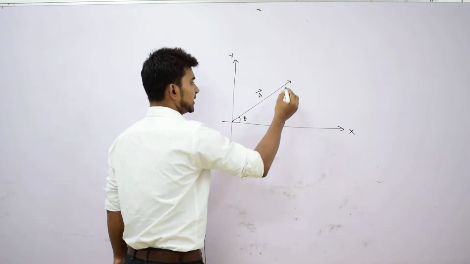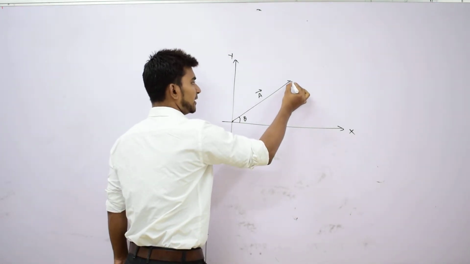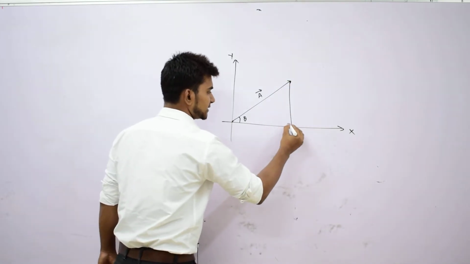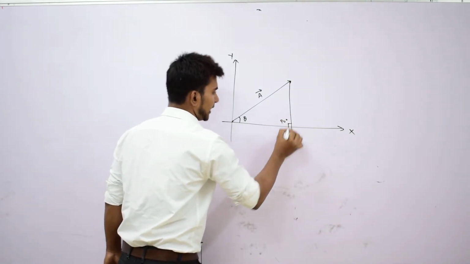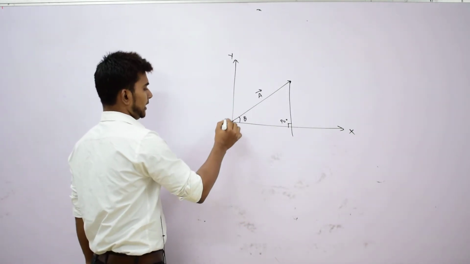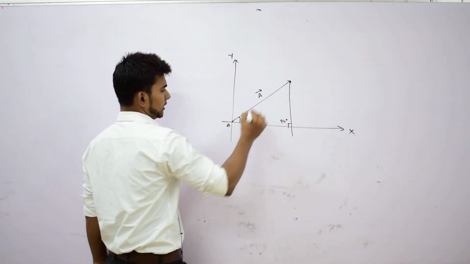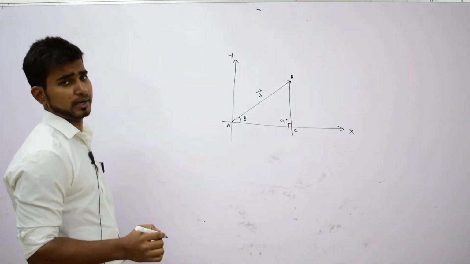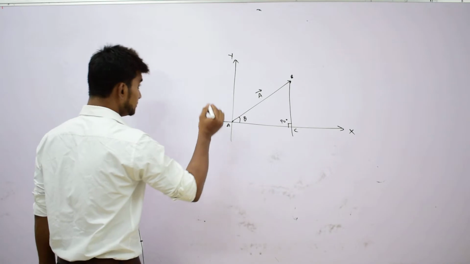Let's suppose I am drawing a perpendicular from this point on this axis, so it is 90 degrees. Okay, and I am labeling it. This is the ABC right angle triangle. Now just see here.